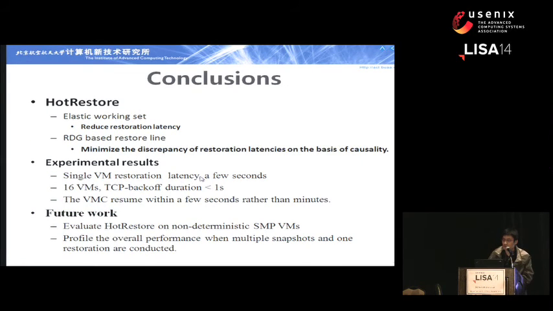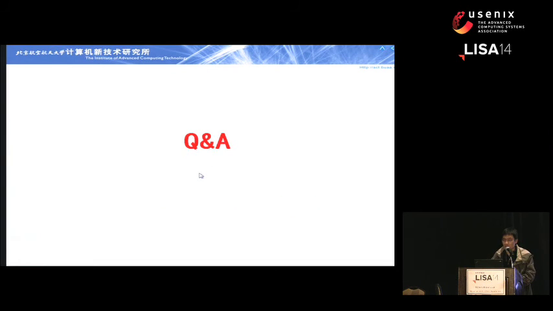Finally, I conclude the work. We propose HotRestore. It uses elastic working set to reduce the restore latency and proposes an IDG-based restore line to minimize the discrepancy of latencies caused by bidirectional causality. Our results show that the VMs can resume within a few seconds rather than minutes. Our future work includes evaluating HotRestore on non-deterministic SMP virtual machines and providing the overall performance when multiple snapshots and restorations are conducted. Thank you, this is my work.